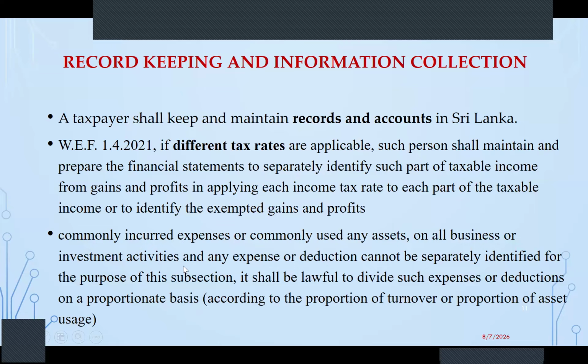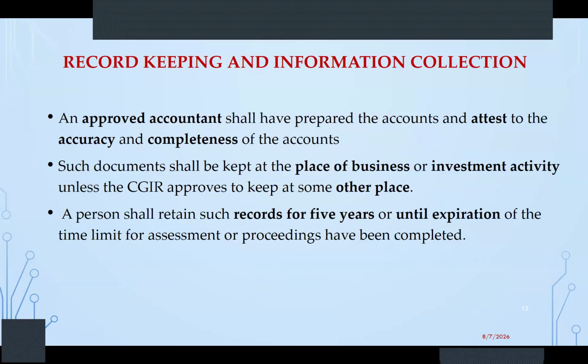If they have exempt income, the relevant details for that exempt income and relevant expenditure should all be kept in their organization. Some commonly incurred expenditure can be apportioned based on turnover or any method. Mainly we request them to apply the turnover method to apportion generally incurred expenses. An approved accountant shall prepare the accounts and attest to the accuracy and completeness of the accounts. So this is very important.